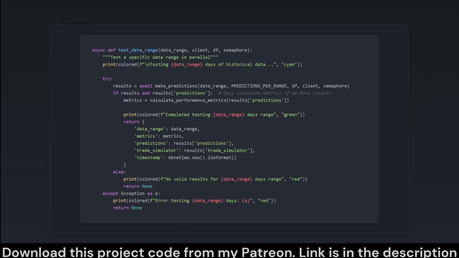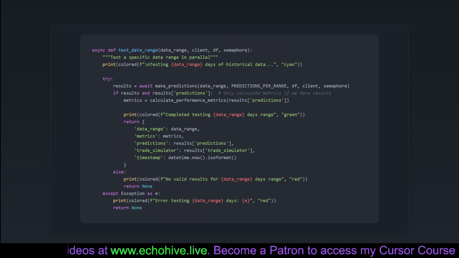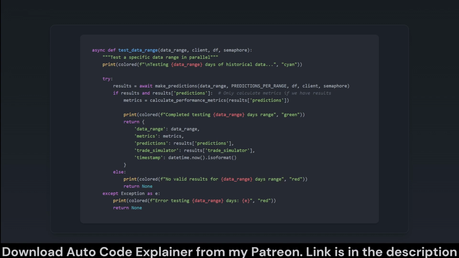In steps the test data range function, designed to evaluate how our predictive model performs over a specified historical data period. Consider it as embarking on a research expedition to uncover secrets hidden within time sequences of stock data. For each data range, this function launches the prediction tasks, leveraging the Make Predictions function for handling hefty workloads in parallel. Once the predictions are in hand, performance metrics are calculated to measure how the simulation fares in this particular context.